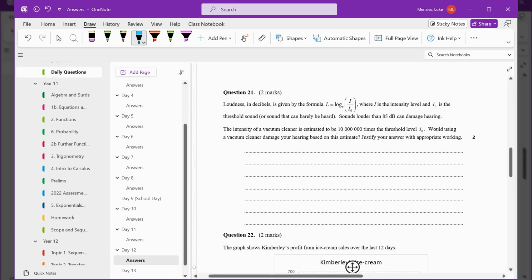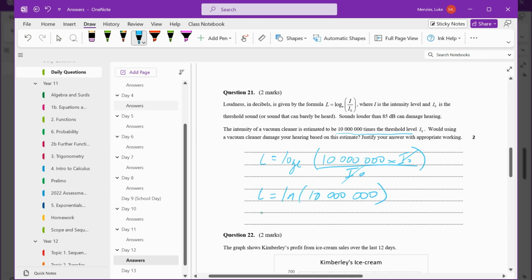10 million times the threshold, I0. So what we're going to say here is L is equal to log e of 10 million times the intensity, I0, over I0. You've got I0 and I0 on top and bottom, so regardless of what they are, you can get rid of them. It's the same. Log e is the same as the natural log, and so you've got the natural log of 10 million.